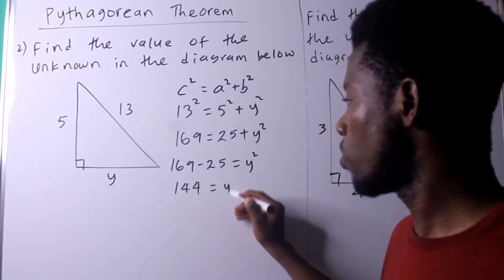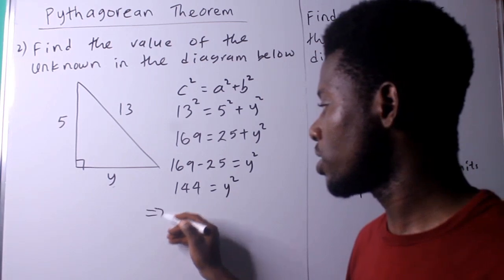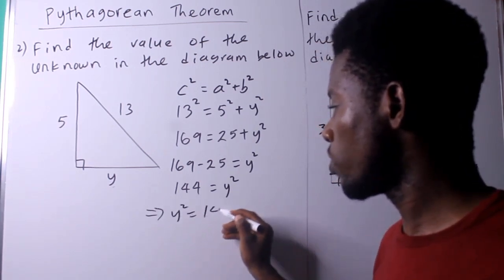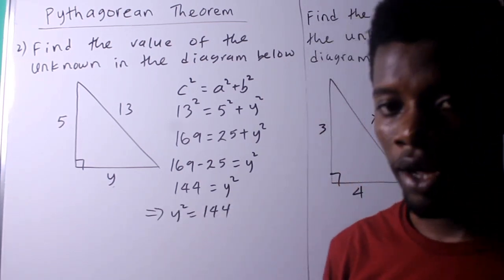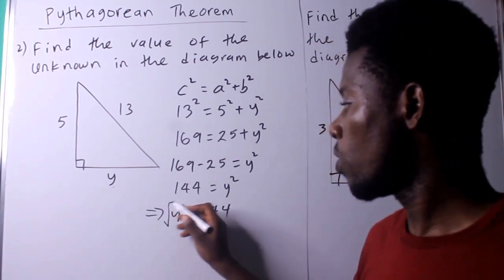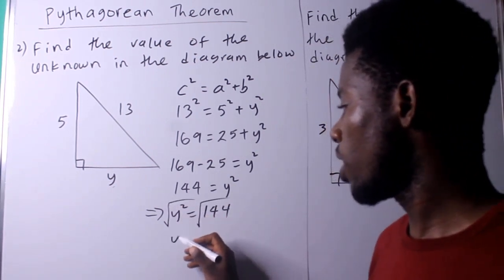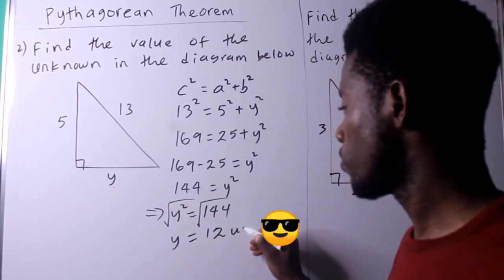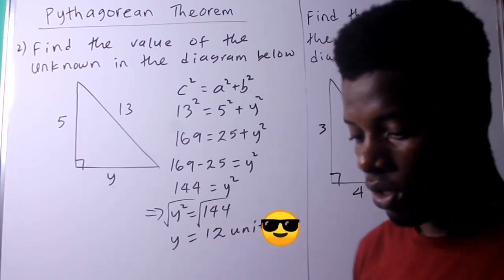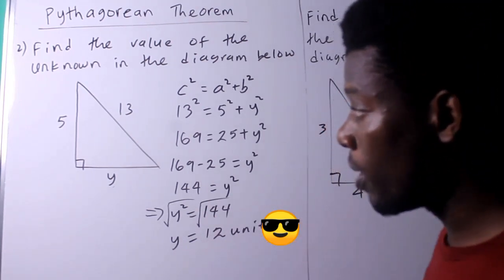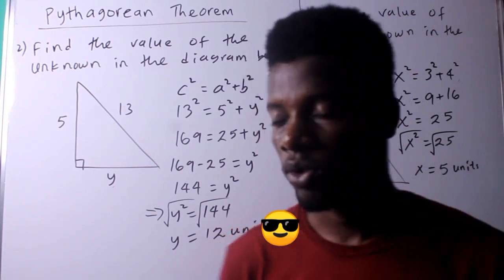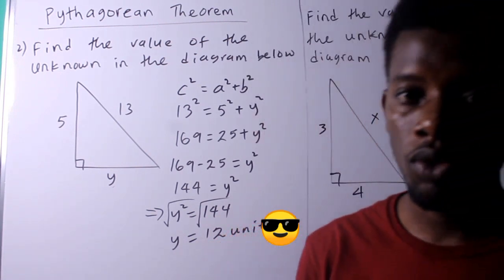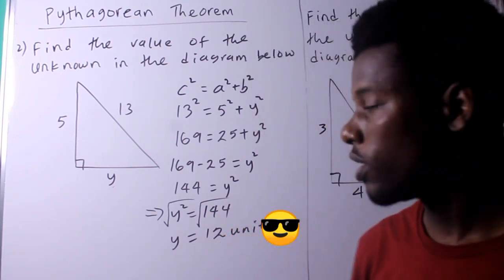So 144 equal to y squared is the same as saying y squared equal to 144. And to solve for y, we take the square root on both sides again. So y will be equal to 12 units. So this is how we can solve problems using the Pythagorean theorem. One side will be missing, you'll be given two sides, and you'll be told to find the other side.